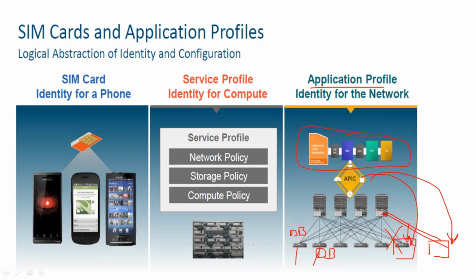Meaning the speed negotiation, the spanning tree, the other policy, right? So all are the same. Now you can clone, you don't need to configure separately for this leaf. You can clone from leaf 1 to leaf 2. If this leaf goes down, you will still have the policy on your APIC, and the APIC will push that policy to the leaf. So that's the meaning of this application profile, which gives the identity to the network.